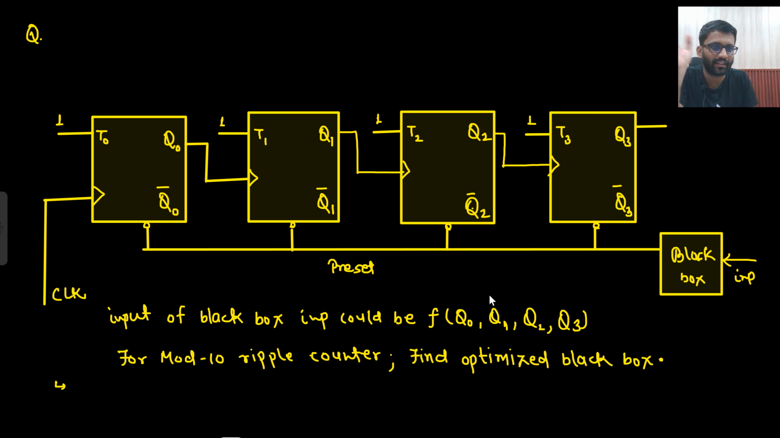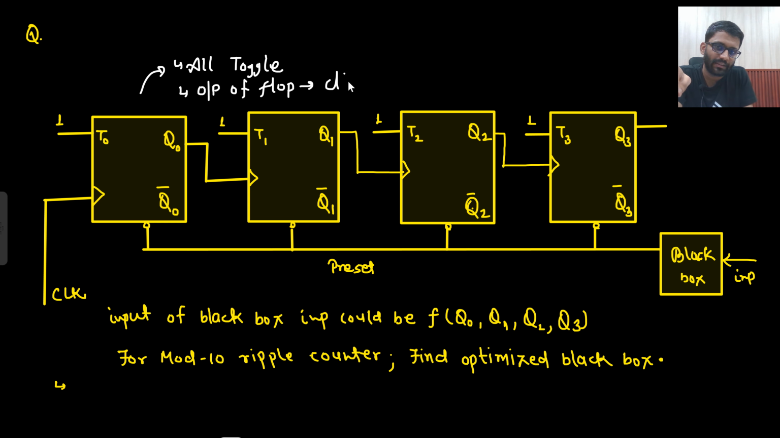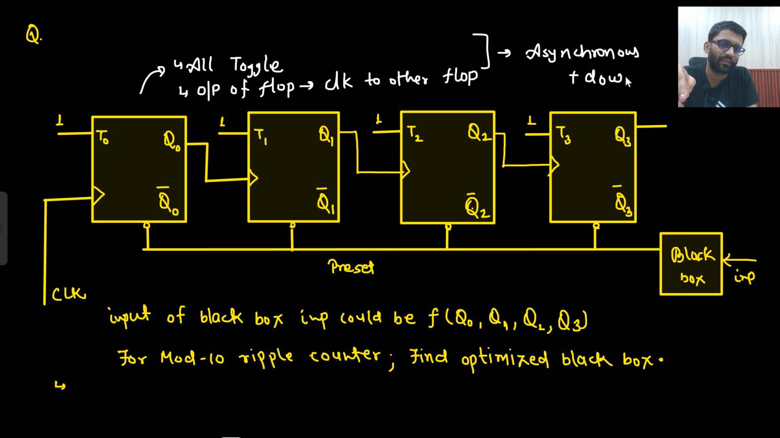This is a simple design that we have already studied. All are in toggle mode. Plus, what is the second thing? The output of one flip-flop is given as the clock to the other flip-flop. So if that is the case, then certainly it is an asynchronous counter. Now, is it up or down? It is a down counter, that I got to know.